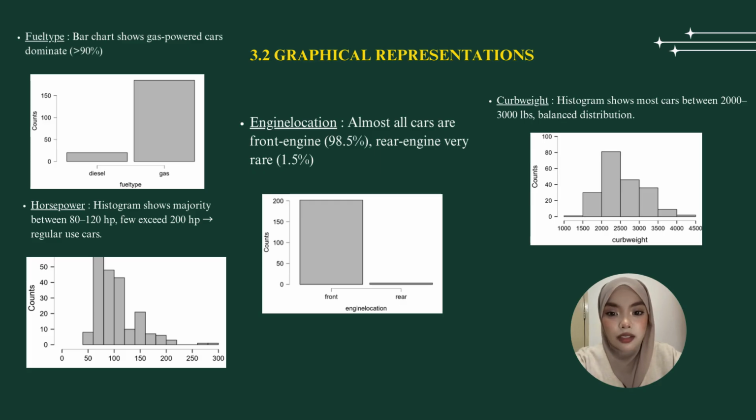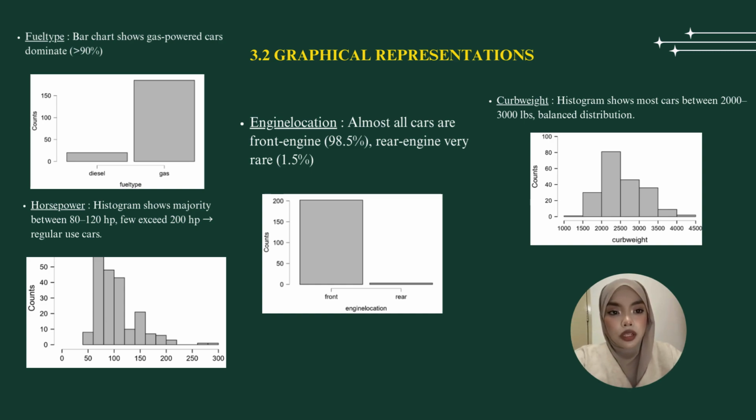For engine location, the bar chart demonstrates that almost all vehicles have their engines located at the front. Specifically, 202 cars are front engine, while only 3 cars are rear engine. This clearly shows that front engine design is the industry standard, with rear engine cars being a rare exception.